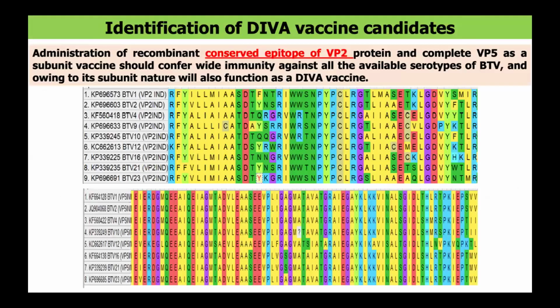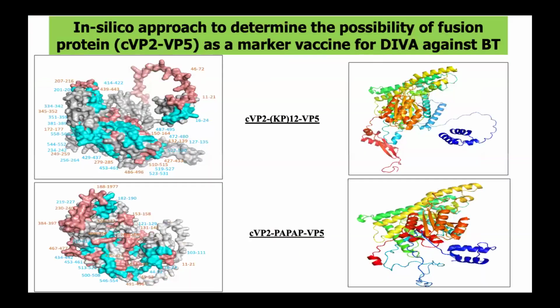Now what we are doing is we want to minimize the effort that goes into administering a recombinant vaccine. The top part is the conserved VP2 and the bottom part is the whole VP5. Instead of giving them as two different proteins, we try to stitch them together as a single protein and give it. So this is what the protein's structure will be. If we stitch the CVP2 and VP5 together as a single protein, it will also work as a DIVA vaccine against BT, because we are using only two proteins. It can differentiate the vaccinated and infected animals too.